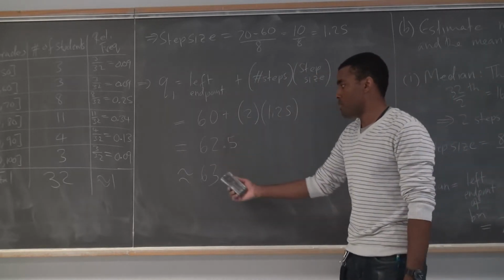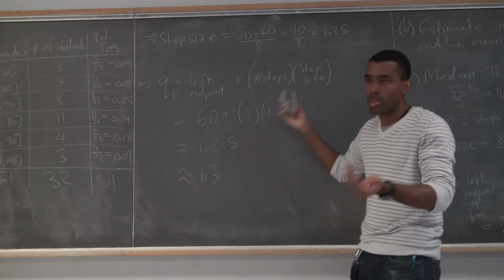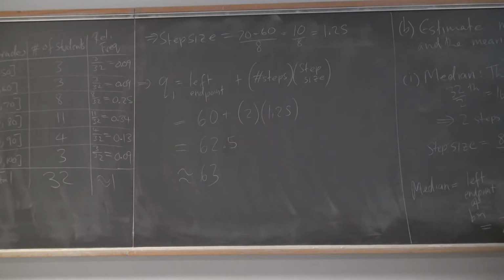So if you're off by one, 62 or 64, I'd give it to you. It's not an exact science. It's an estimation. The key word here is estimate. In general, you'll have thousands or millions of data points. If you're off by 1 or 2, in the grand scheme of things, it won't really matter.